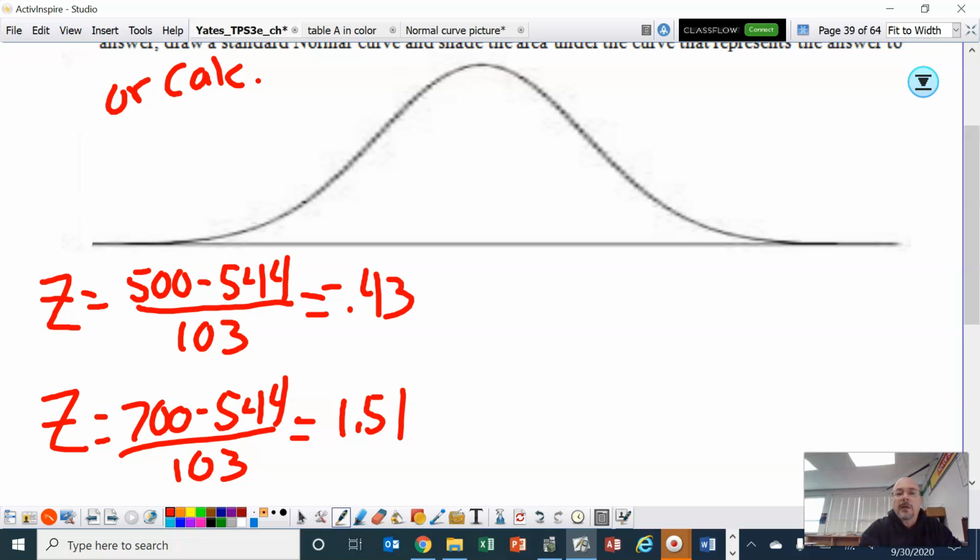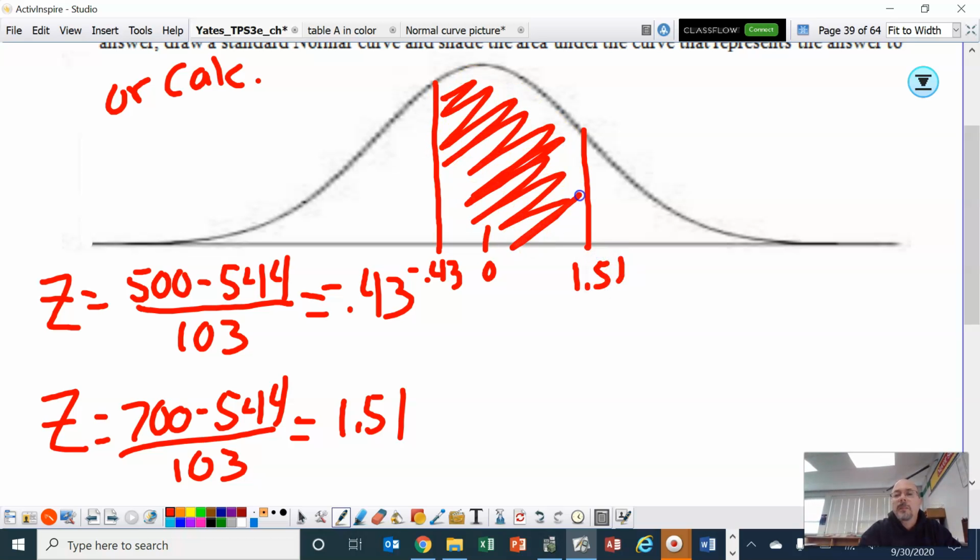All right, now I'm going to mark those. I'm just approximating them. Okay, now I'm going to use the normalcdf, ladies and gentlemen.